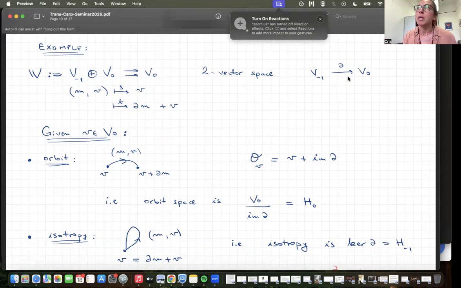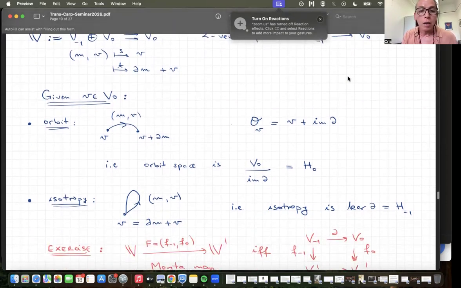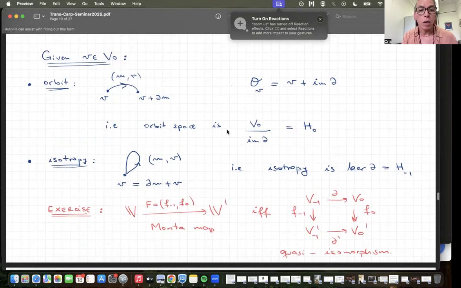So the cohomology of the complex, at least the degree 0 part, is related to the transverse geometry of this groupoid. And similarly, an arrow belongs to the isotropy group of v if and only if this arrow is a loop, which means that the source v has to be equal to the target, which is ∂m plus v. This forces m to belong to the kernel of ∂, which is precisely the cohomology in degree -1. So the cohomology in degree -1 of the complex encodes the isotropies.